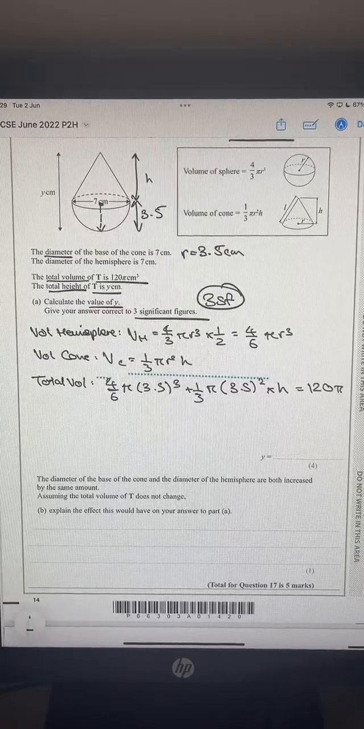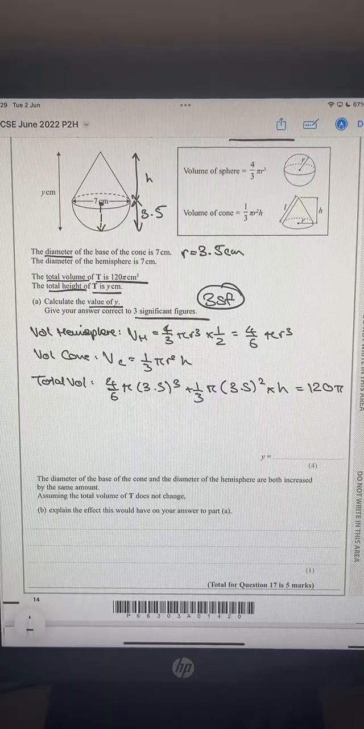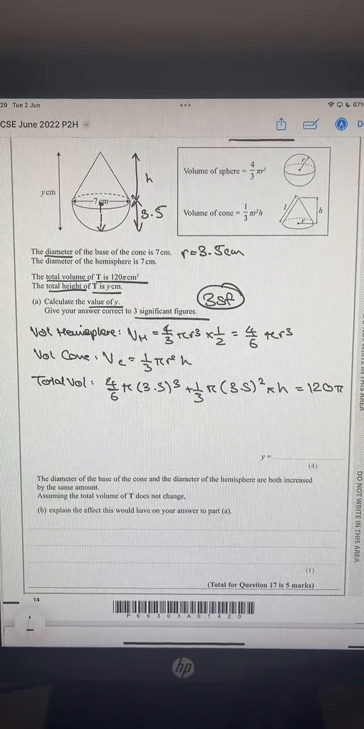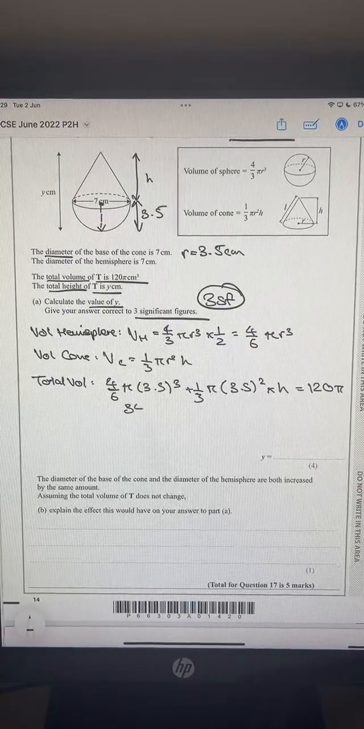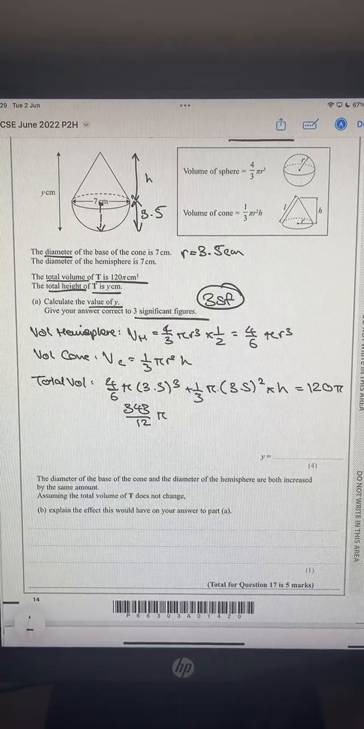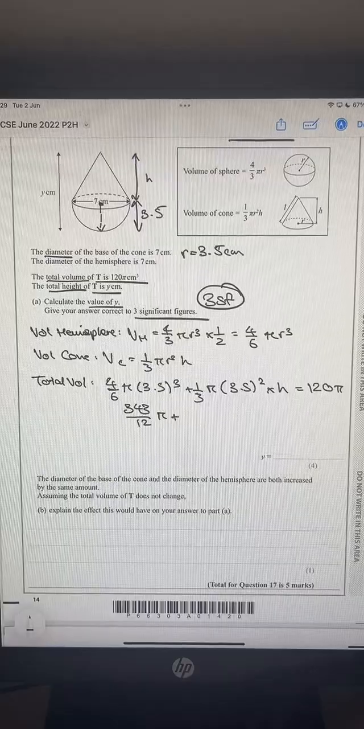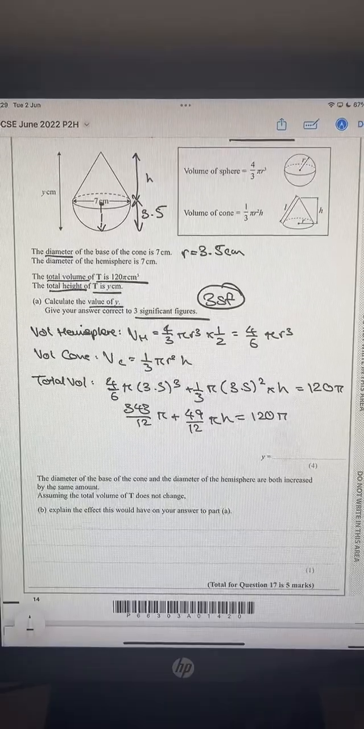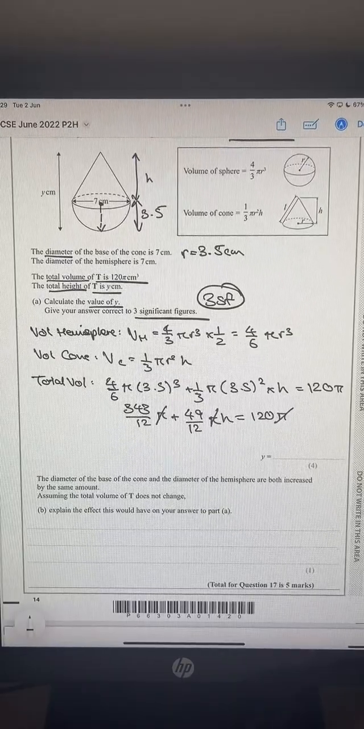And we know that that is going to be equal to 120 pi. That's the fact they've given me, that the total volume T is 120 pi. So I need to find y. In order to find y, I need to find h, and then just add that onto 3.5. Simple as that. So I'm going to put this into my calculator. I'm not going to put my pi in because I don't want to have any rounding errors in the middle. So 4/6 times 3.5 cubed gives me 343/12 pi, plus 49/12 pi h, and that's equal to 120 pi. I can cancel out my pis. See, that's why I didn't put in my pi, so it makes it so much easier.